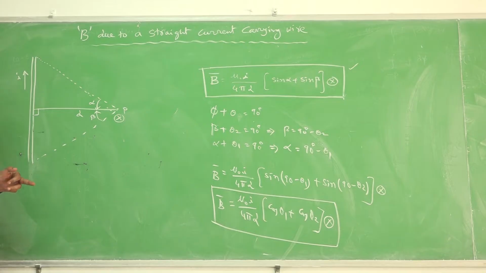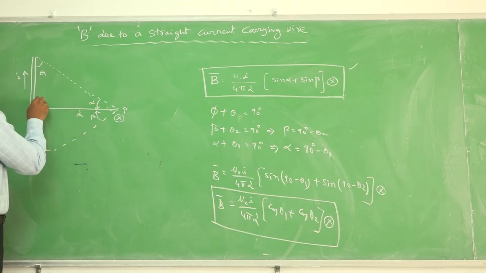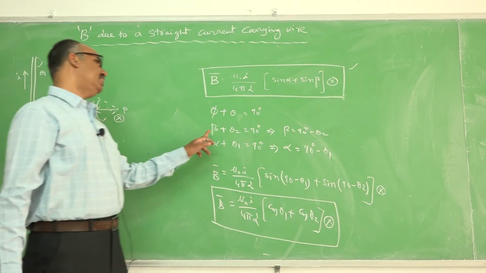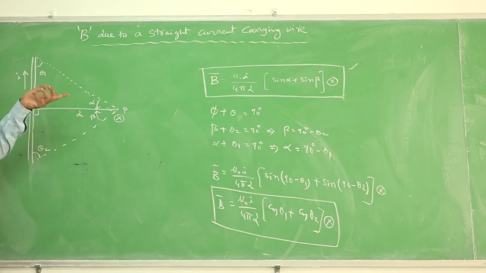Sometimes in some of the problems, you are given these two angles. This angle is theta 1, this angle is theta 2. Instead of giving the angles at the point, they will give the angles at the conductor. If you are provided with theta 1 and theta 2, how to follow? You observe here, this angle is theta 1, this angle is alpha, so it is 90. Obviously the sum of these two is 90. Beta plus theta 2 is 90. Alpha plus theta 1 is 90.